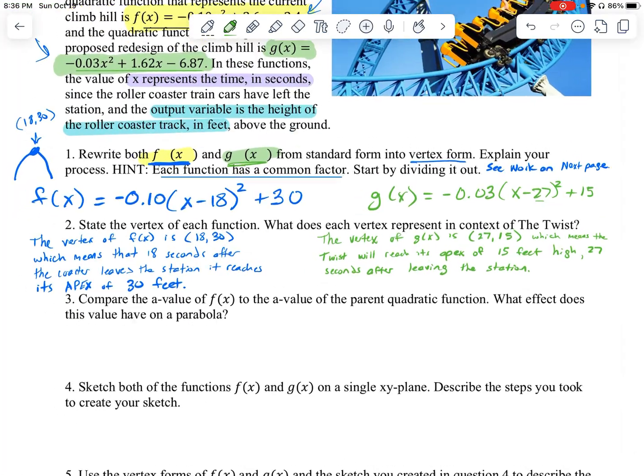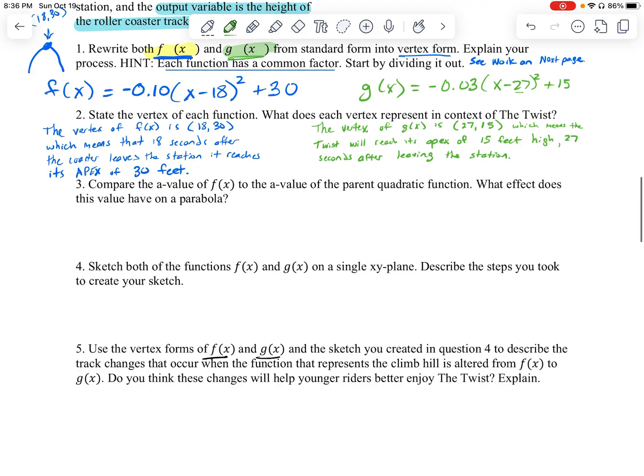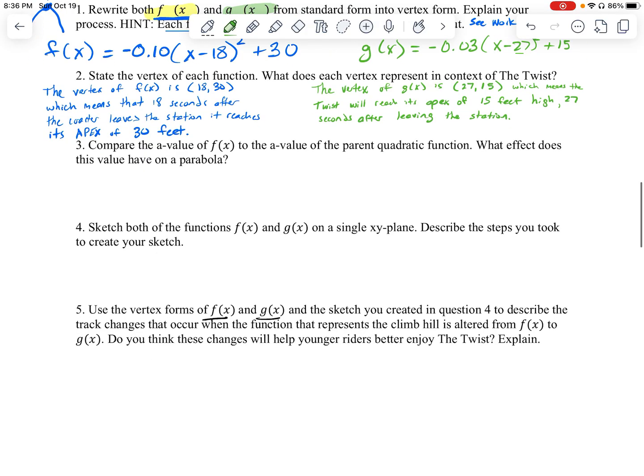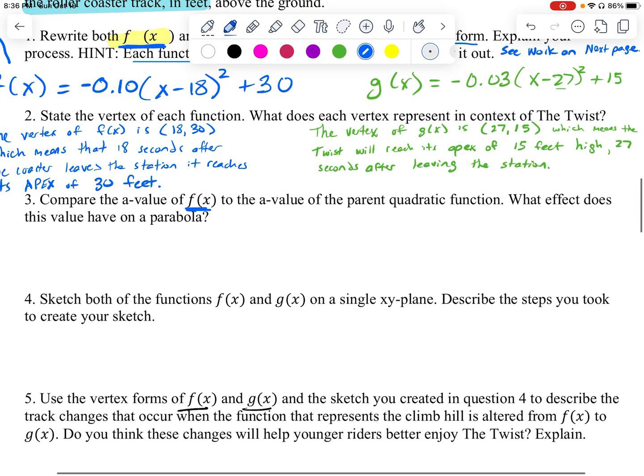So we can see it's already going slower and not as high. All right, now in number 3, we're comparing the a value of the f function. So that's the one on the left. We're just looking at the f of x function. That's the original roller coaster. To the a value of the parent function.